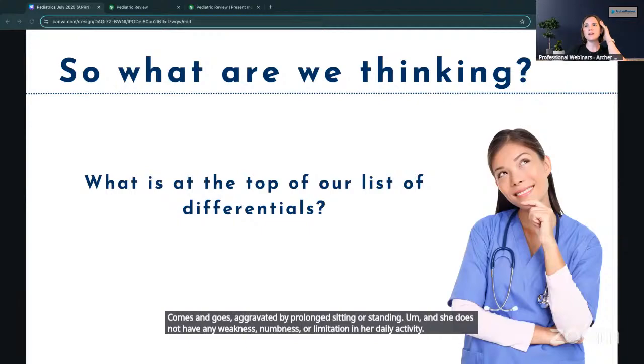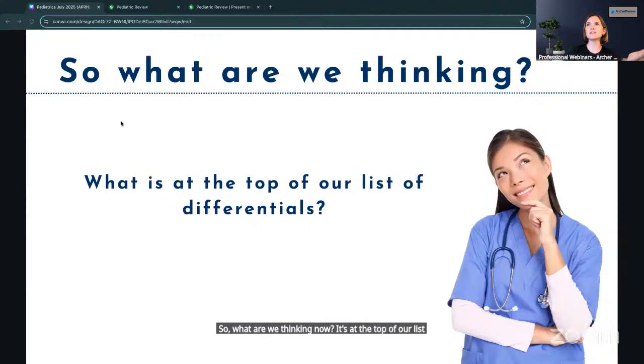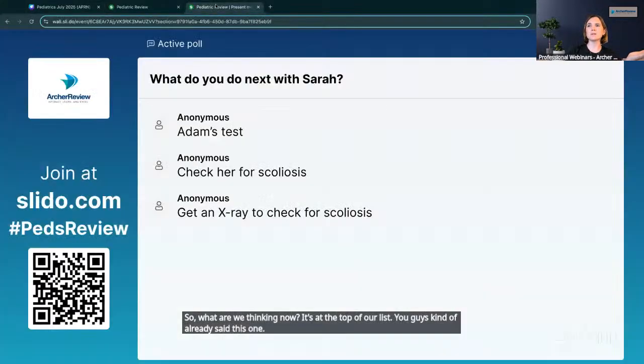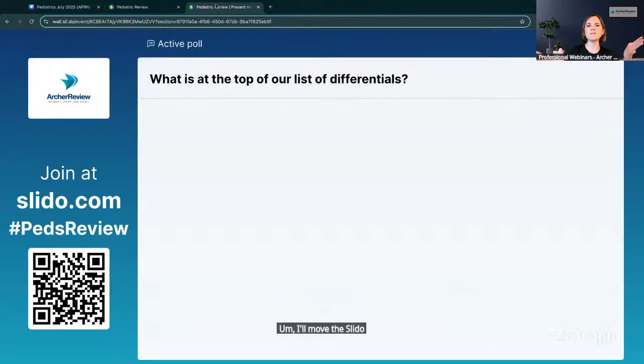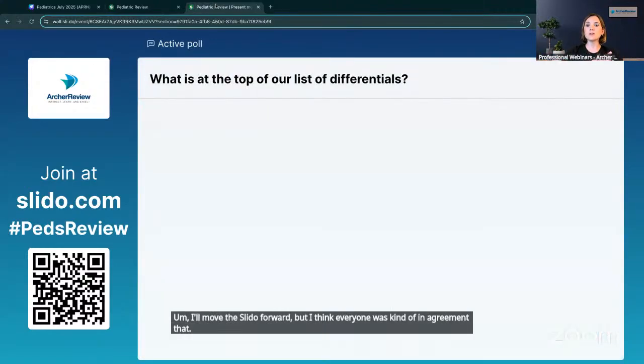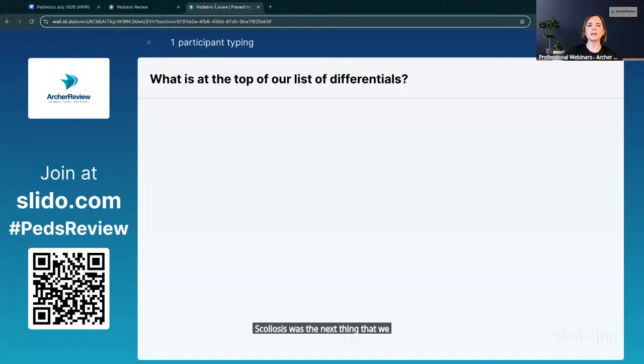So what are we thinking now? It's at the top of our list. You guys kind of already said this one. I'll move the slide forward, but I think everyone was kind of in agreement that scoliosis was the next thing that we were worried about.